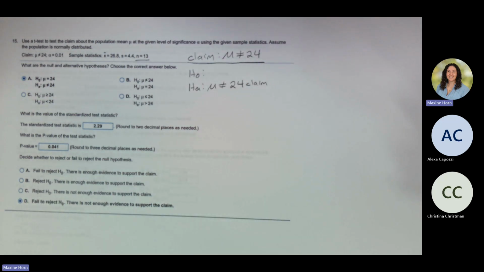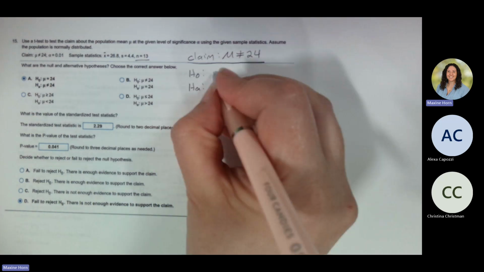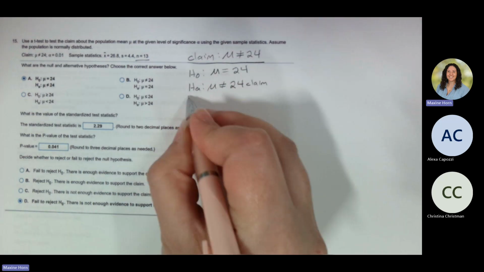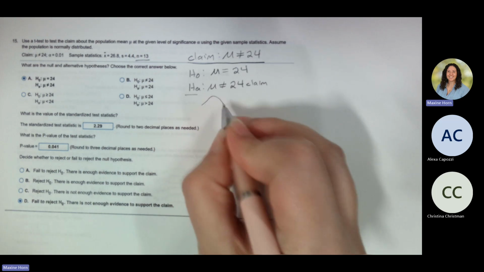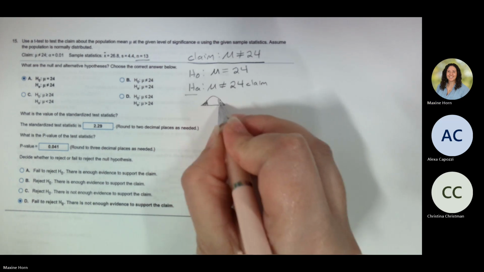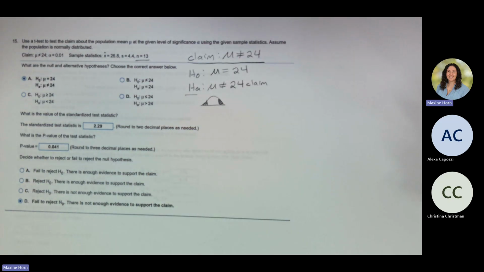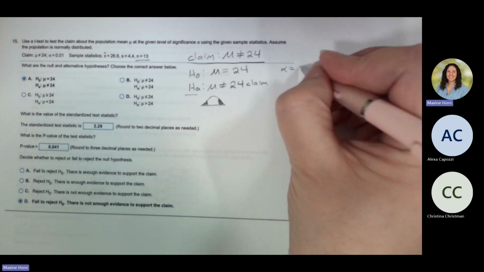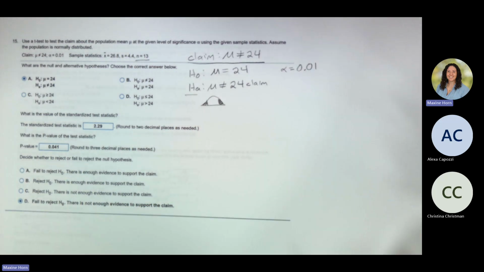Now that we have one, we have to write the other. So it's the complement of that. The complement of not equal to is equal to. Then we're going to draw a picture based on our alternative. This is a two-tailed test. Okay. And I'm going to write my alpha, which is 0.01, so 1%.